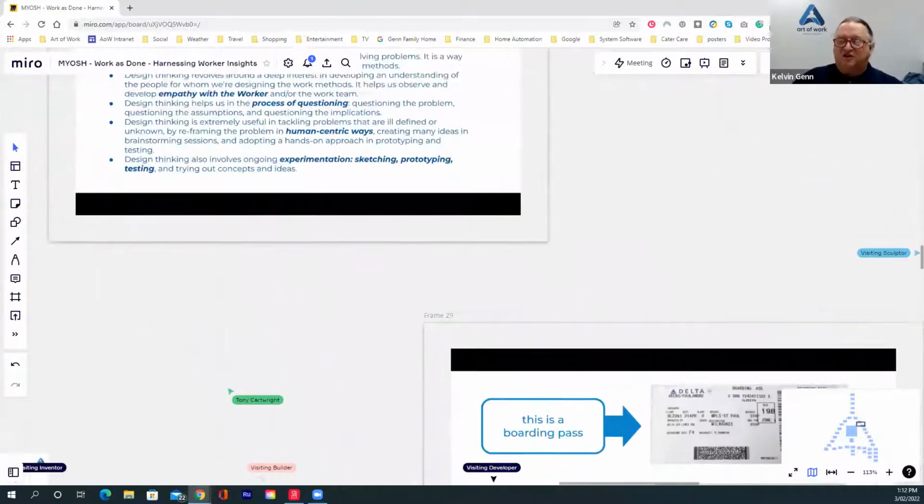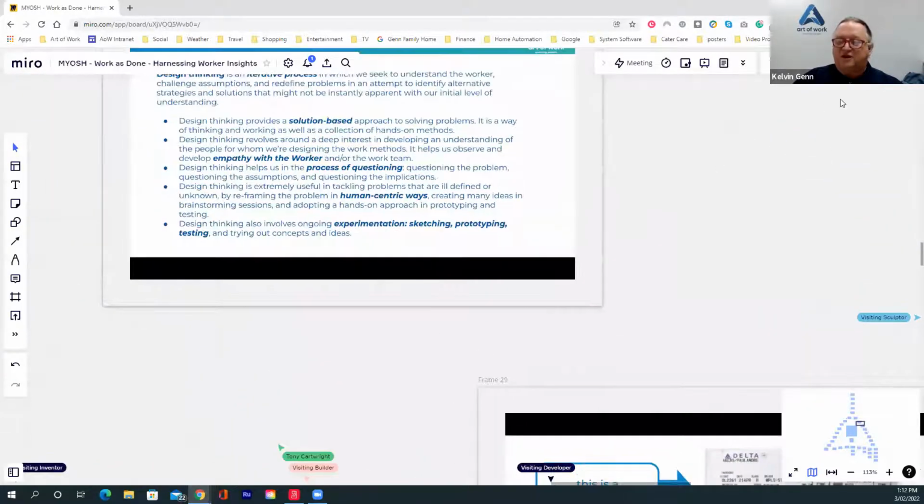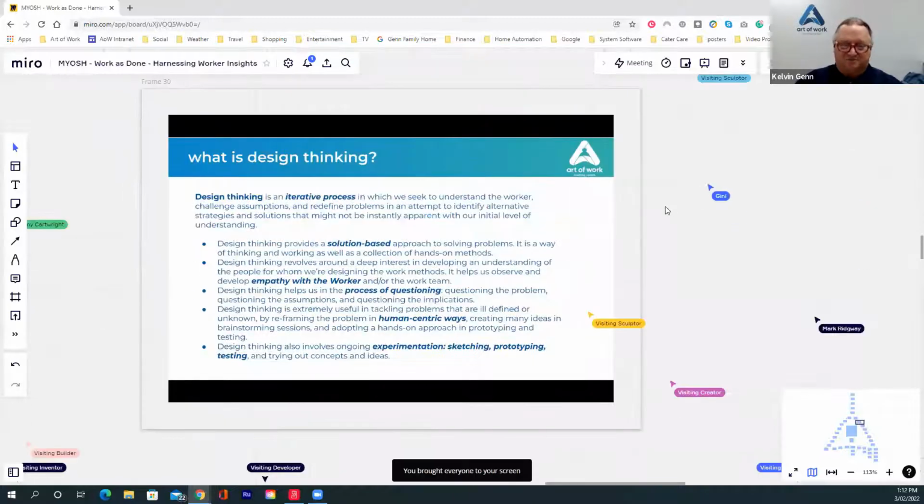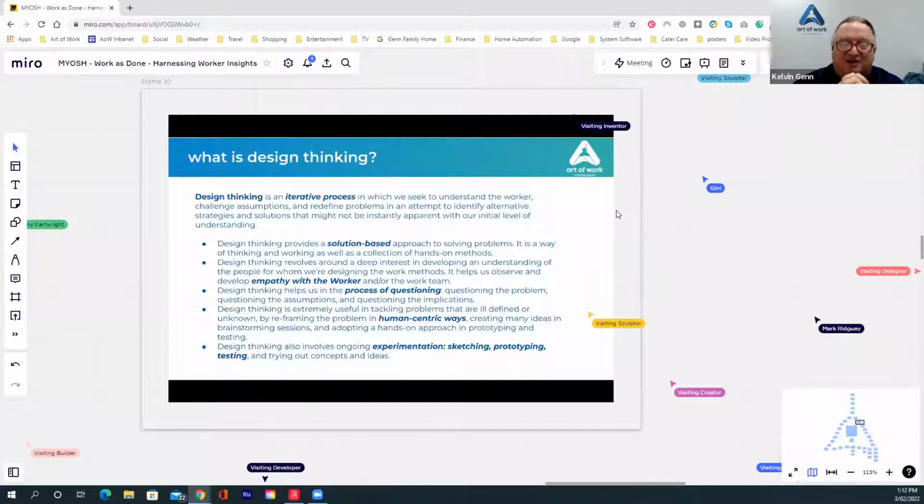So this whole concept is built around the notion of design thinking. And as I said, Don Norman, it's an iterative process. It's a solution-based approach to solving problems. And it's really developed around a deep interest in understanding people and what they need. So this point of empathy is central to the concept of moving forward.